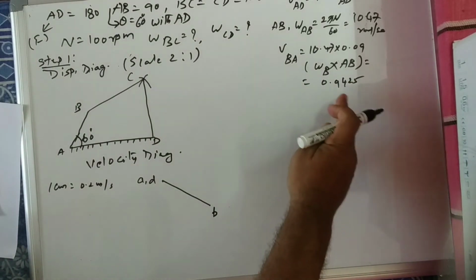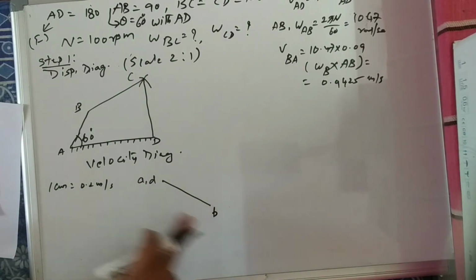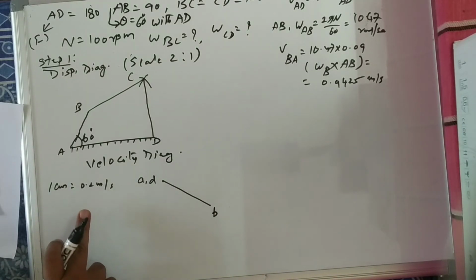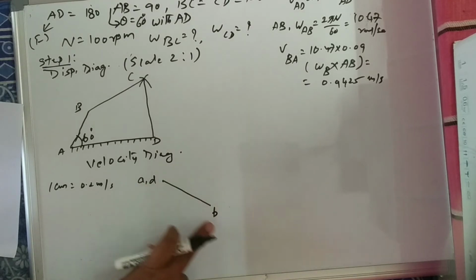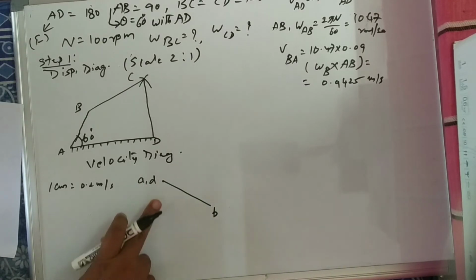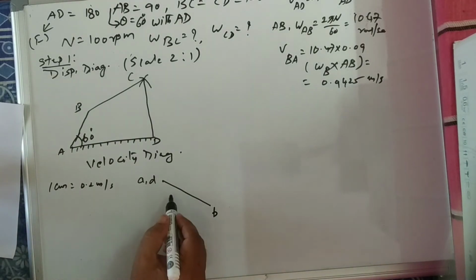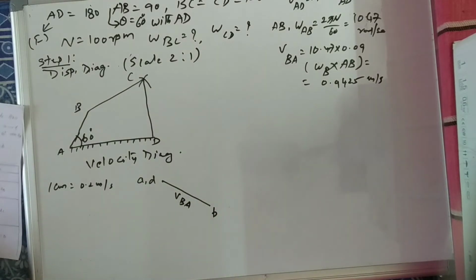For this value in meters per second, I have to draw here. So 0.9425 meters per second, if you divide by 0.2, you get approximately 4.7, which is what we call VBA, that is the velocity of B with respect to A.